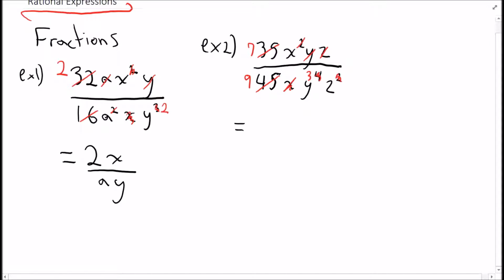And writing that answer, simplified, I'm left with 7x divided by 9y cubed z.